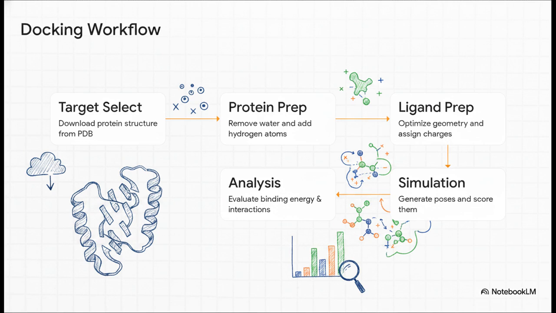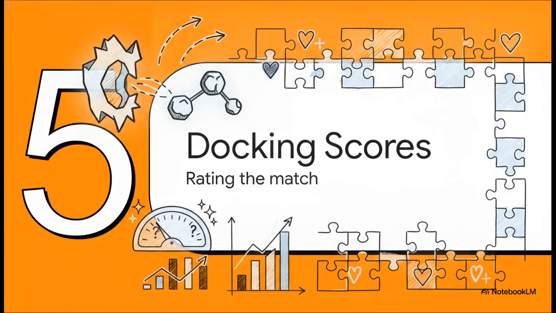Finally, Step 5 is result analysis. This is where researchers evaluate the binding energy and look really closely at the chemical interactions. Section 5. Interactions and docking scores. Rating the match.